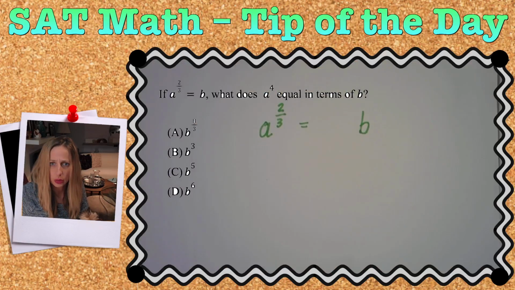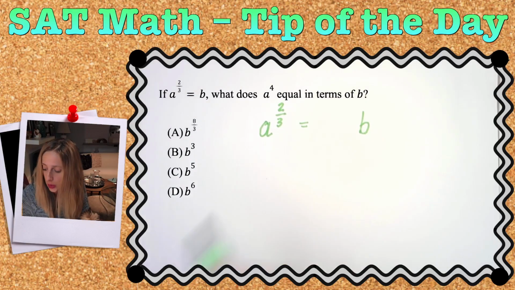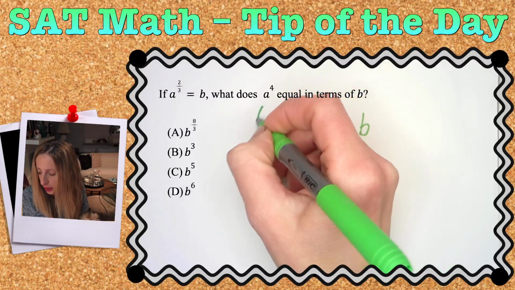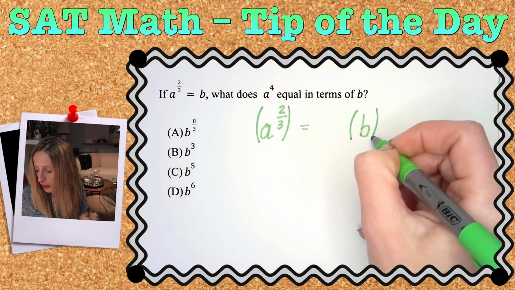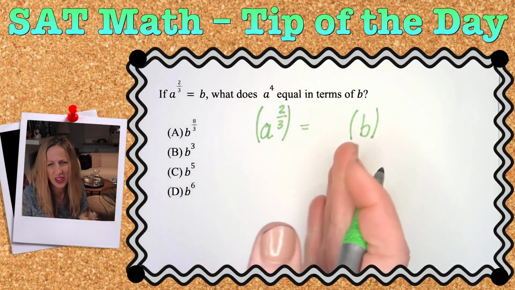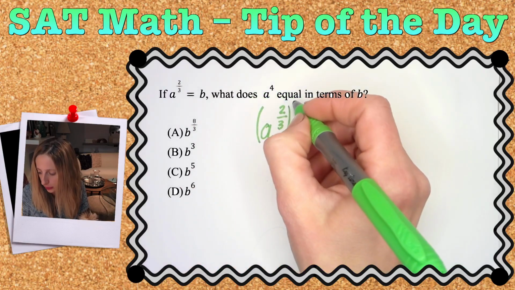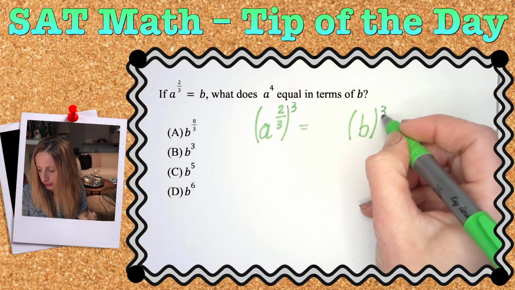But I want to know about a to the 4th power. So what I want to do is, let's do it in layers. I'm going to raise both sides to a power. You can't divide both sides by a to something, because then you're going to have a over here. You can't add something to your exponents. That's not how they work. You have to apply a function operation to both sides. So we're going to go ahead and raise both sides to the 3rd power.